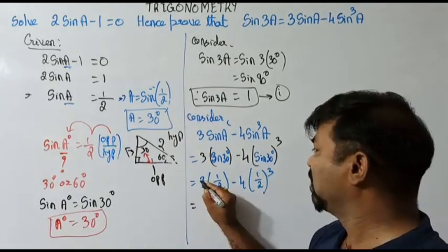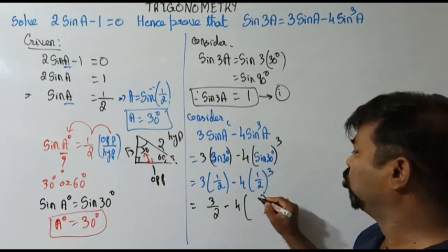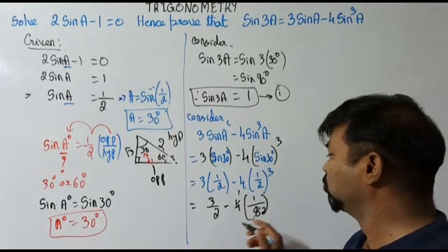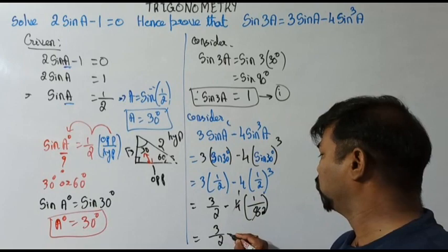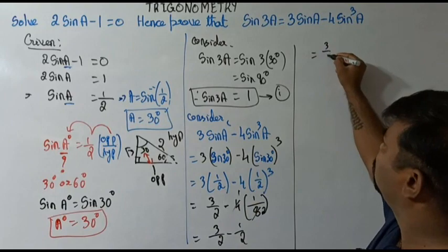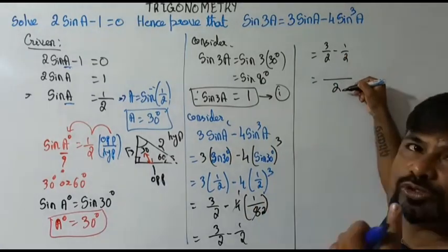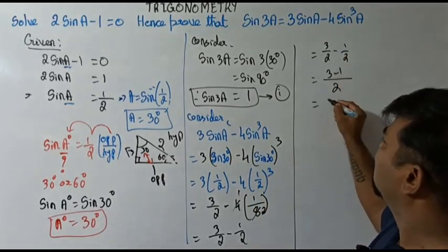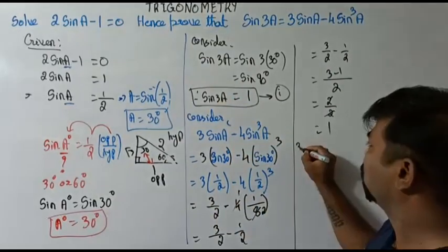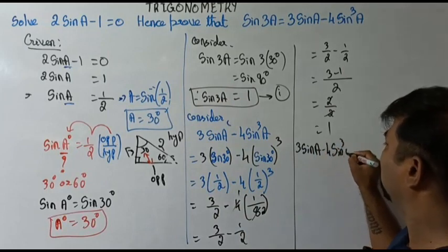Now let us simplify that. 3 ones are 3, so 3 by 2 minus 4 into, 1 cube is 1 and 2 cube is 8. Now 4 ones are 4 and 4 twos are 8, so simplifying, 3 by 2 minus 1 by 2. The LCM is 2, so it's 3 minus 1, which is 2 by 2. Cancel it off, and we get 1. So 3 sin A minus 4 sin cube A equals 1.